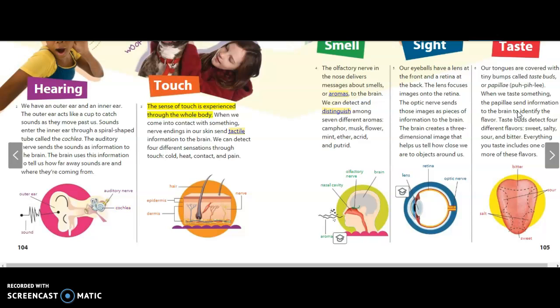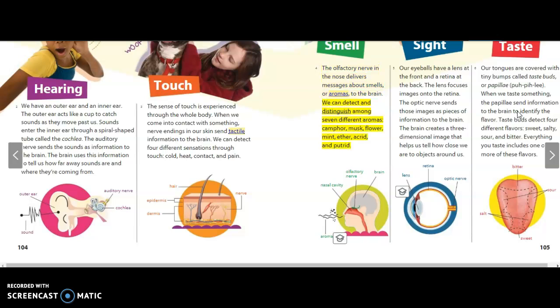Touch. The sense of touch is experienced through the whole body. When we come into contact with something, nerve endings in our skin send tactile information to the brain. We can detect 4 different sensations through touch: cold, heat, contact, and pain. Hair, epidermis, dermis, nerve. Smell. The olfactory nerve in the nose delivers messages about smells or aromas to the brain.